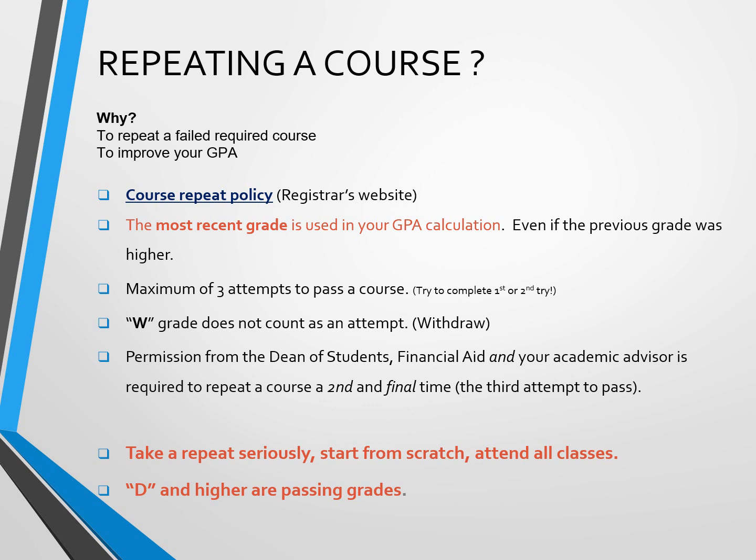For a third and final attempt at a course, use the third attempt permission form found on the registrar's office webpage under Forms to seek permission to register for that third attempt. Please note that a D grade is a passing grade.